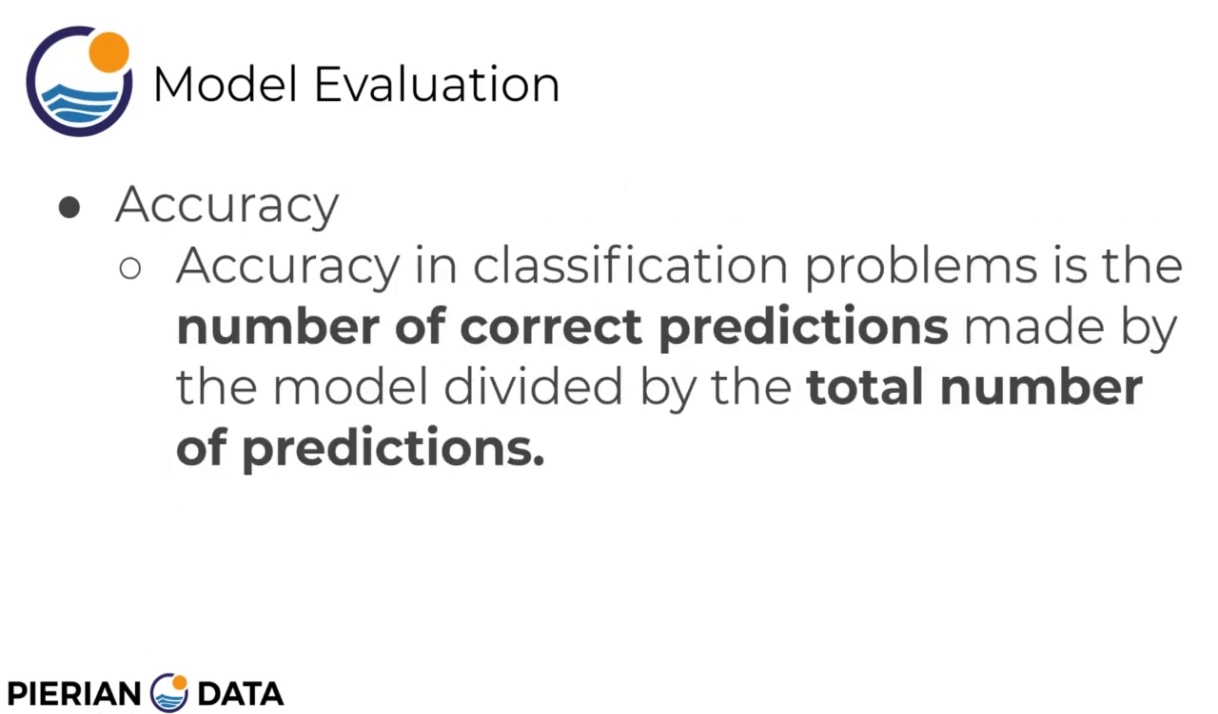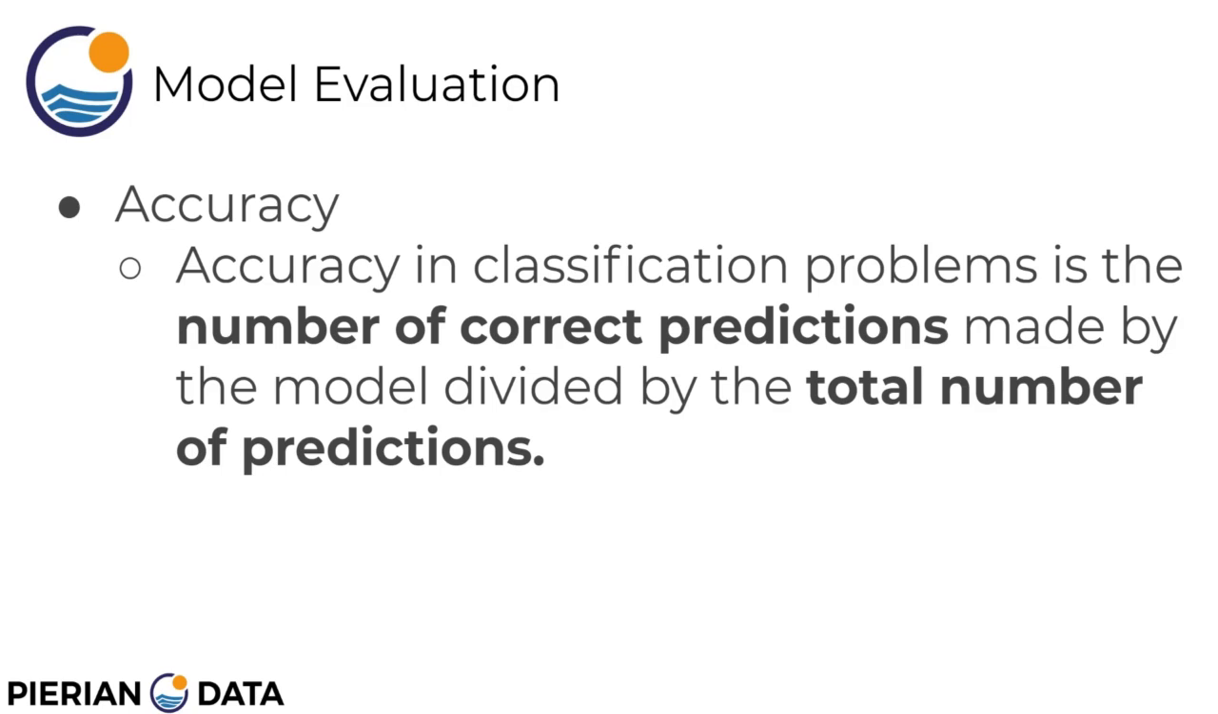So we'll touch upon the confusion matrix later on, but first let's talk about accuracy. Accuracy is one of the most common classification metrics, and luckily it's also the easiest to understand. It's just really intuitive what it's measuring. Accuracy in classification problems is the number of correct predictions made by the model divided by the total number of predictions.